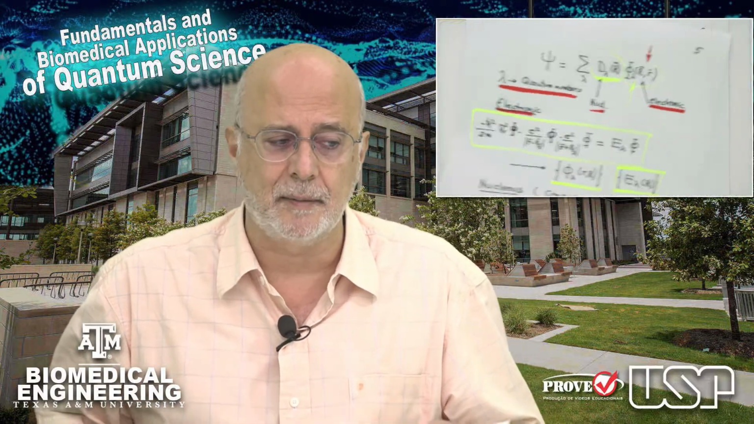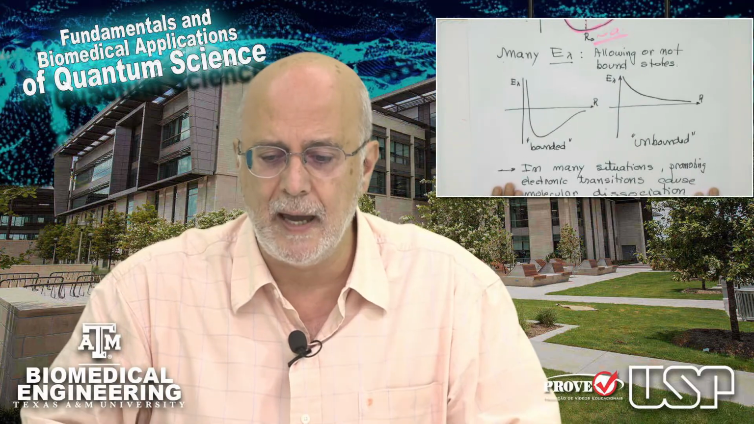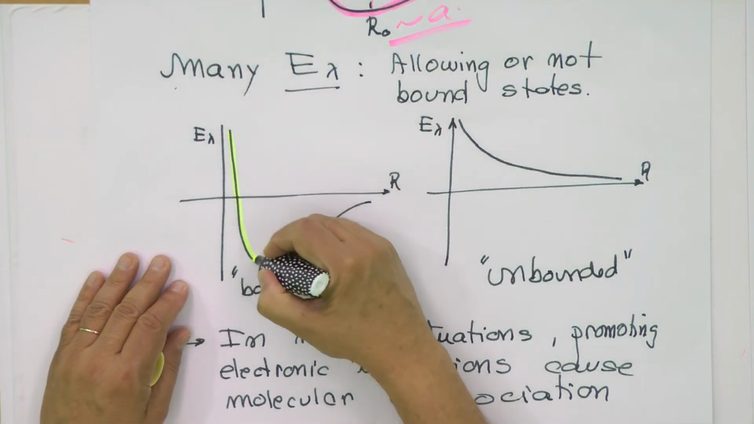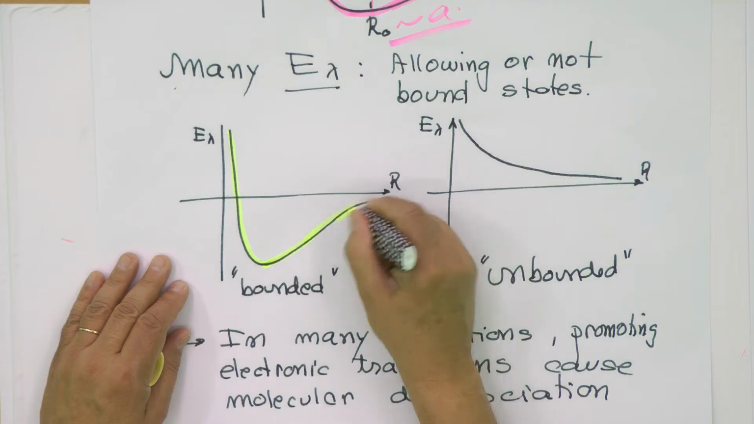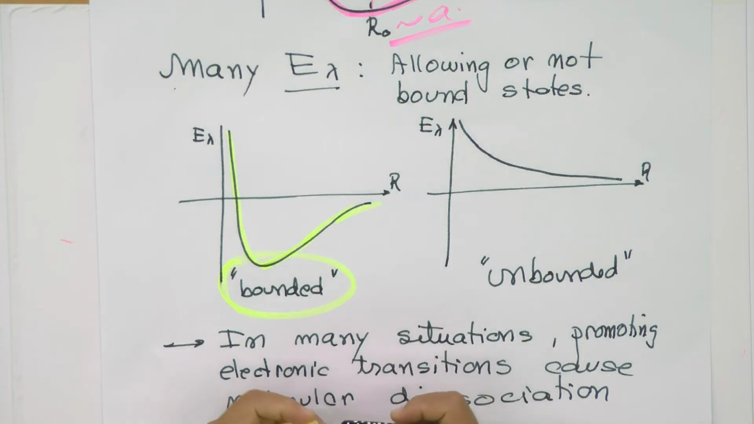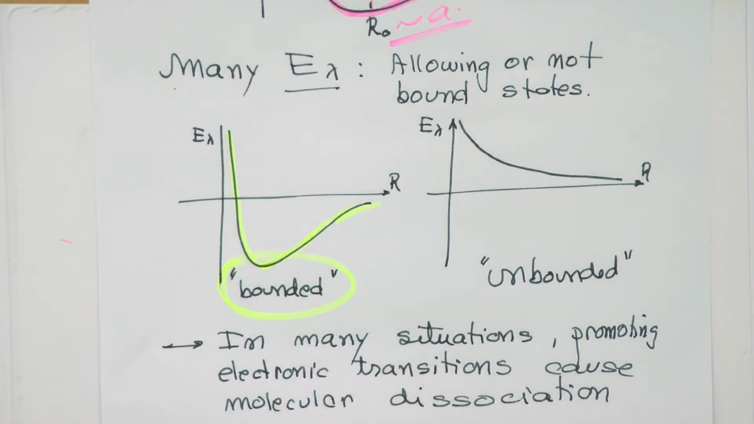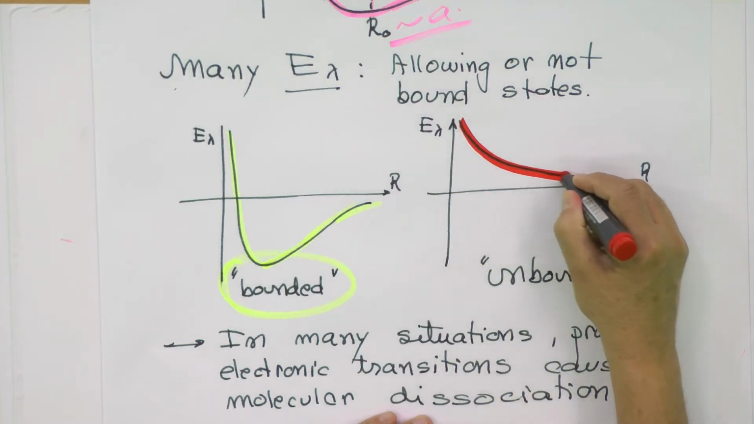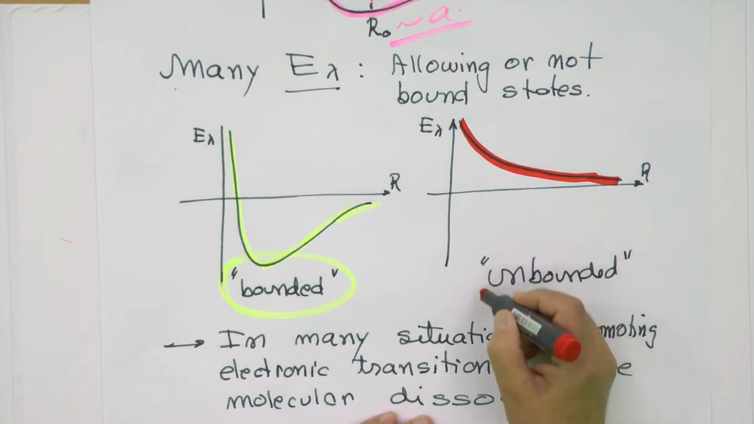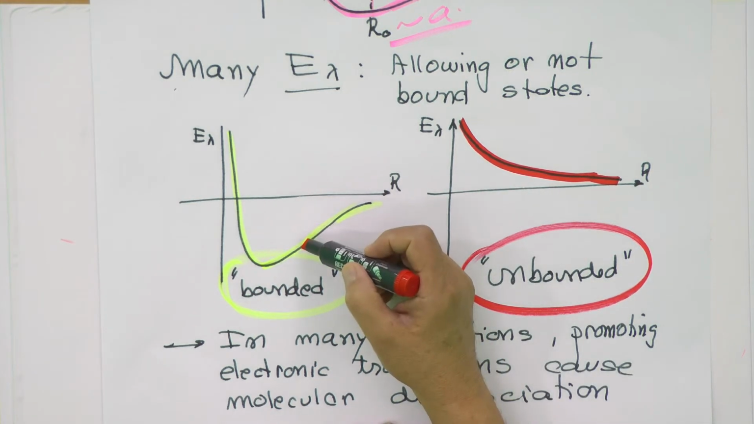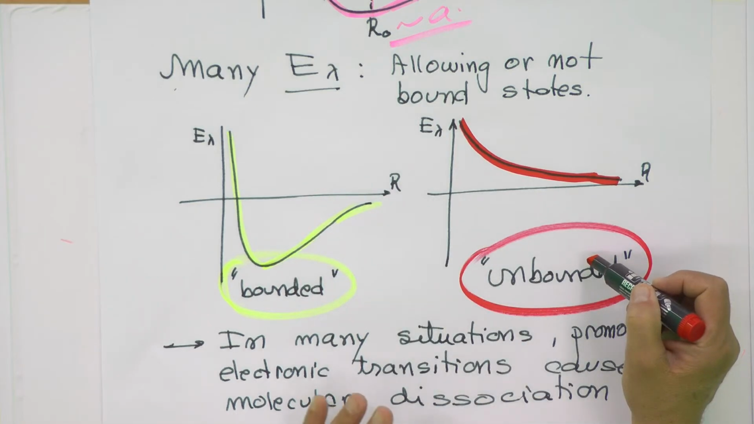And it turns out that sometimes we get energies that go like the one I just showed to you, with a minimum, which allows the nuclei to be bound together. So this is the origin of the chemical bond. But there are some dependencies of E lambda, which is the electronic energy, with the nuclear position R, which has no minimum. So repulsive. And this is what we call an unbounded situation. Those states allow the formation of the molecule. Those do not allow the formation of the molecule.